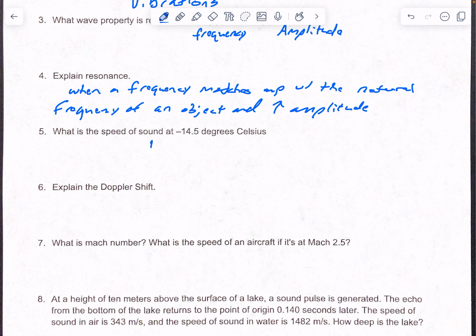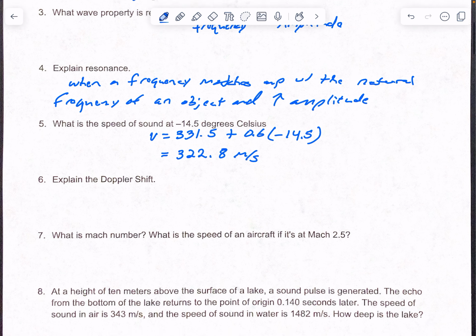Number five was the speed of sound at negative 14.5 degrees Celsius. So remember we have this equation right here: V equals 331.5 plus 0.6 times whatever the temperature is. So in this case, negative 14.5. Put that in a calculator, and just watch out for the negative. Make sure you keep that in there. So you're going to get 322.8 meters per second.